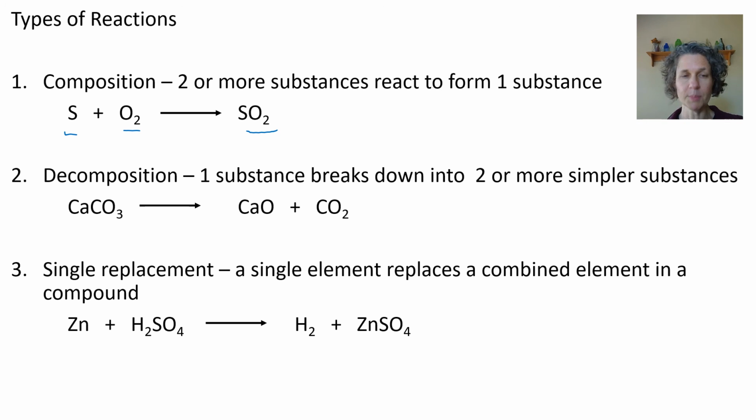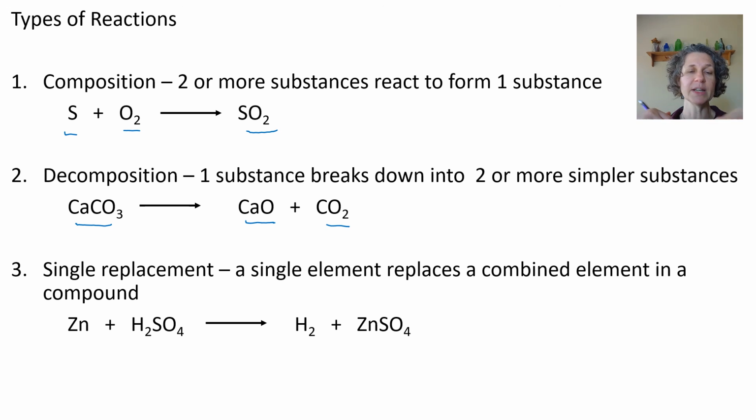Decomposition is the opposite. You have one substance that breaks down into 2 or more smaller, simpler substances. Okay, so 1 CaCO3 breaking down into CaO and CO2. And so you obviously won't have these exact same letters or elements or whatever, but look and kind of see what's happening. Do I have 2 things forming one thing, or one thing breaking down into 2? And just kind of see if you can tell.